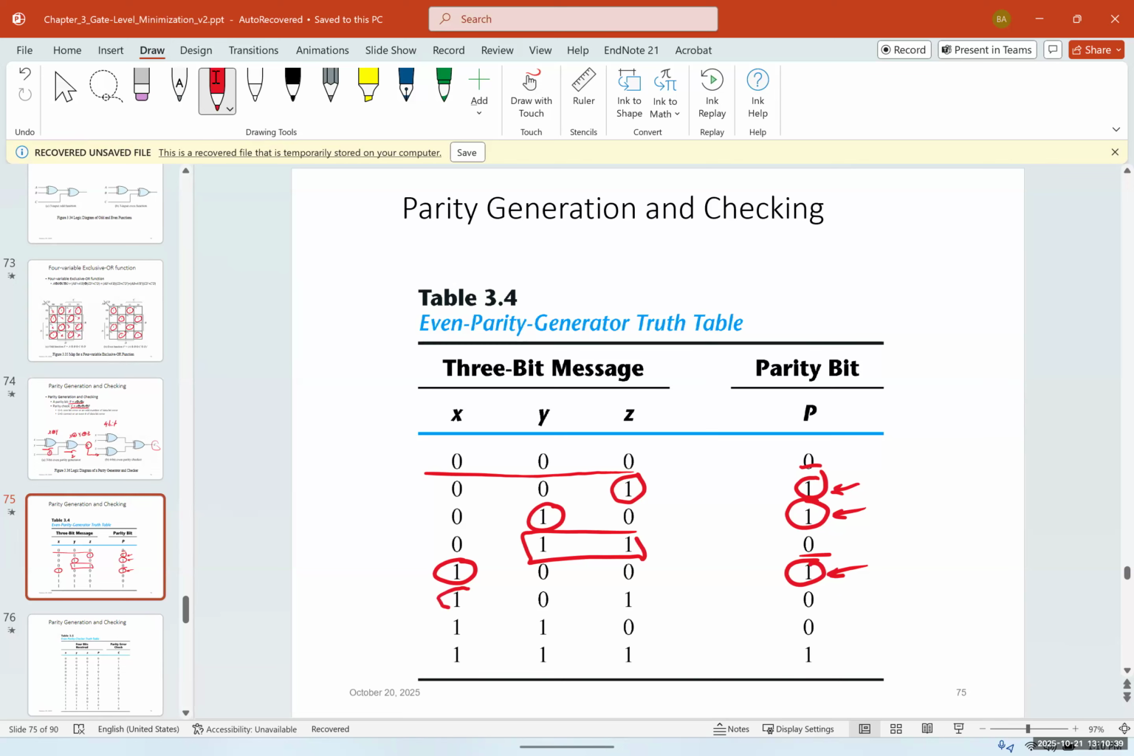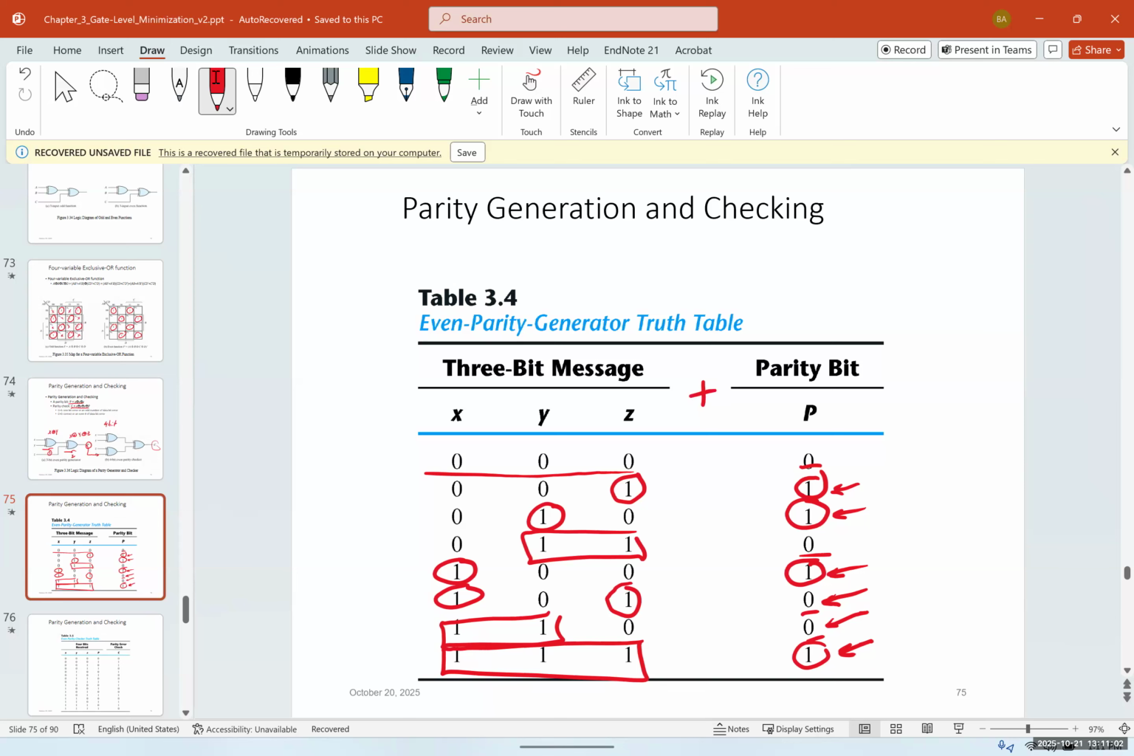Next, I have 2 ones. Because I have 2 ones, and it's an even number, the parity would be 0. Again, here I have 2 ones, the parity would be 0. And here I have 3 ones, which is an odd number, and the parity would be equal to 1.